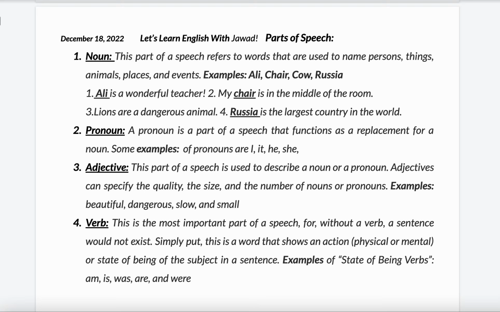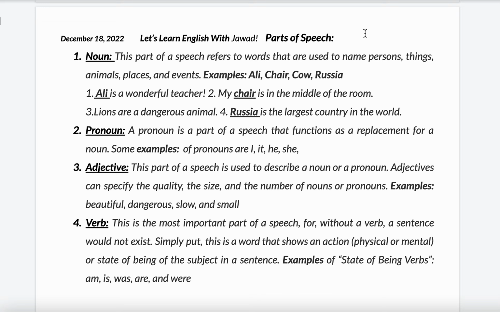So if we want to learn a language, or in this case the English language, we need to know the basics of the grammar. Today's class is based on the first four parts of speech. The first part is going to be today, and I will talk about noun, pronoun, adjective, and verb. The remaining four will be discussed in the next class.